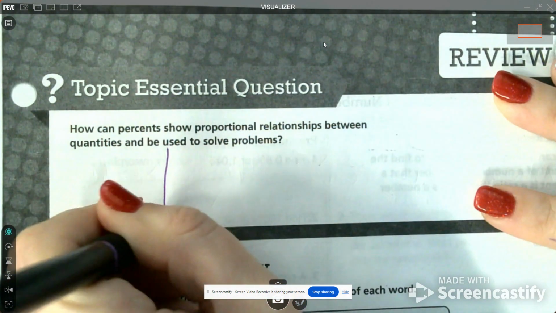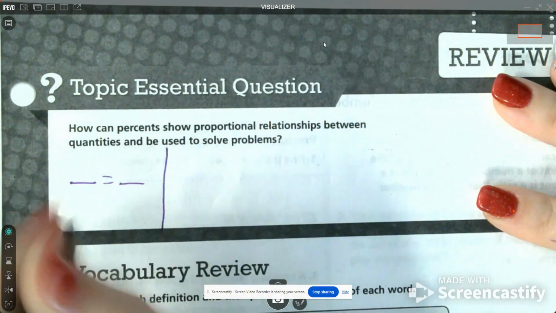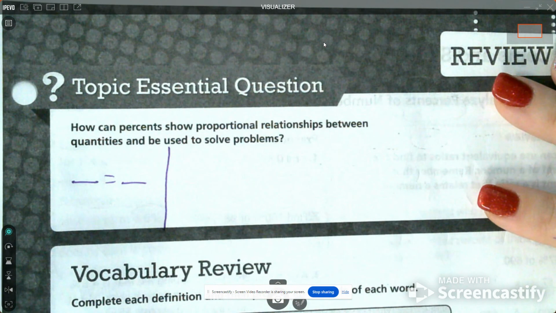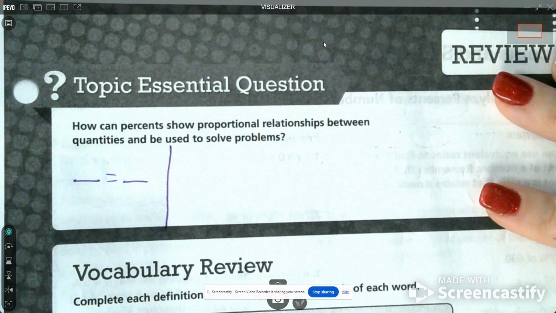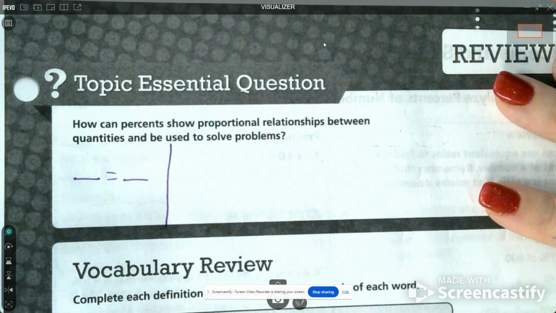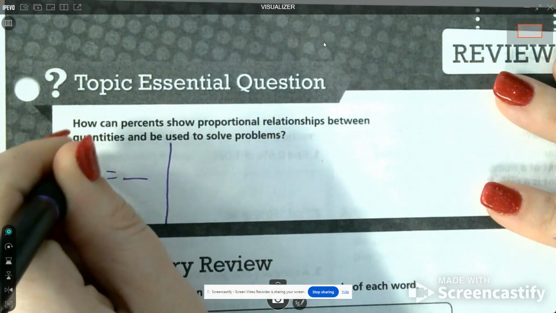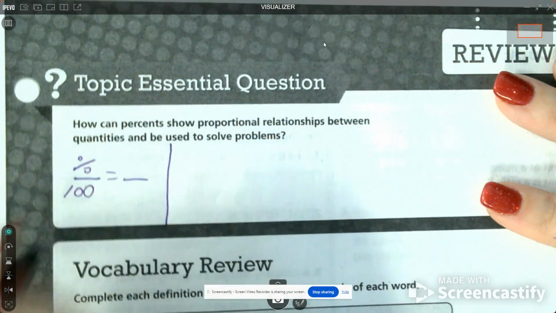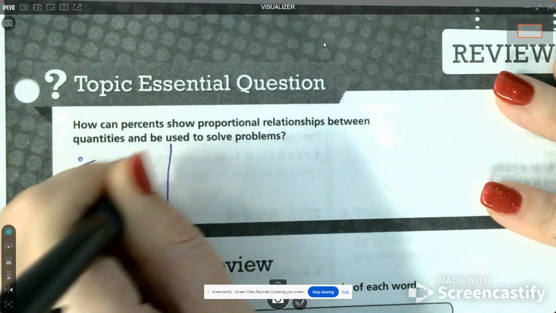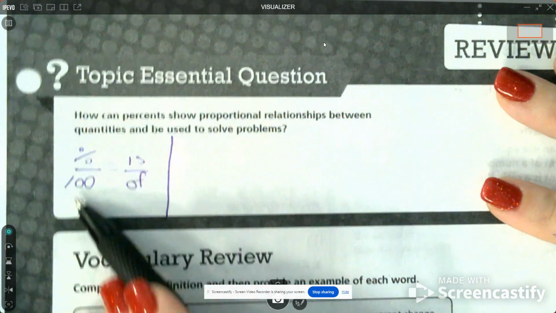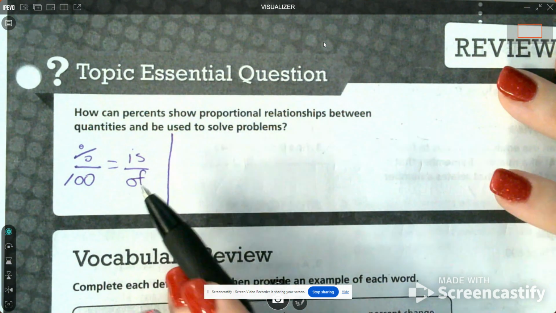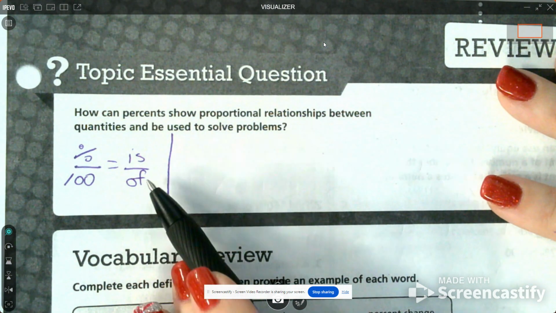So the first thing you have to know is the percent proportion, because that is how you solve the equations from 3-1, 3-2, and 3-3. So your percent proportion is percent over 100 equals is over of. This is probably half your test right here. You have to know what these are.